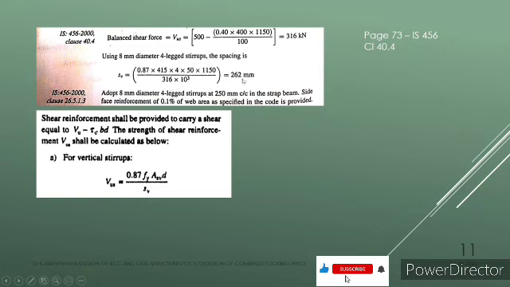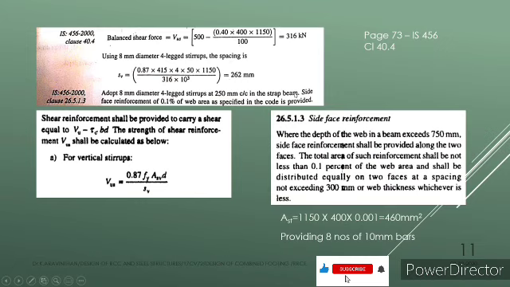So, the spacing should be as close in order to have a safe assumption. Hence, we assume here 8 mm dia bar 4-legged stirrups at 250 mm center to center in the strap beam. And also, there is a guideline in IS 456, side face reinforcement, which I will explain with the diagram. Side face reinforcement is essential when a beam exceeds 750 mm.